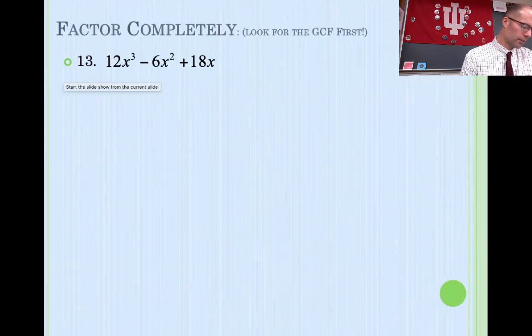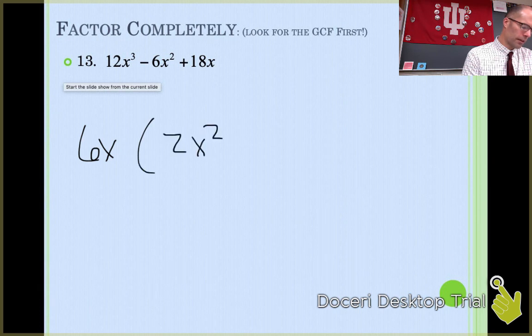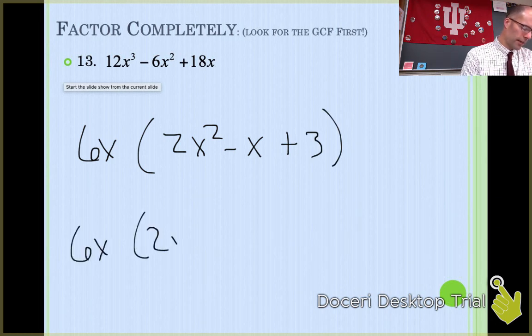All right, take a look at 13 here. We can take out the GCF, so we can take out a 6x. So then we're left with 2x squared minus x plus 3. Okay, so let's see if we continue that. So we got the 6x. Only factors of 2 are 1 and 2.